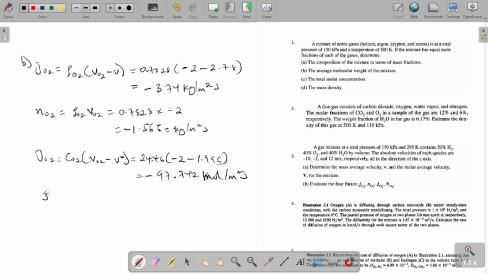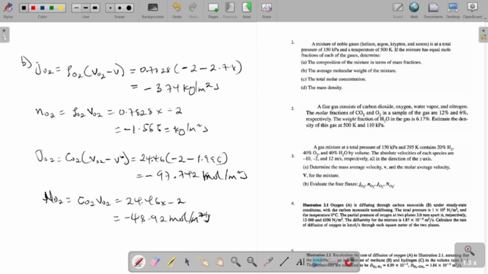Then for NO2, which is the molar flux, right? So the molar flux becomes the concentration of oxygen multiplied by the velocity of oxygen. So 24.46 times minus 2, right? Which gives me minus 48.92 mole per meter squared second, right?